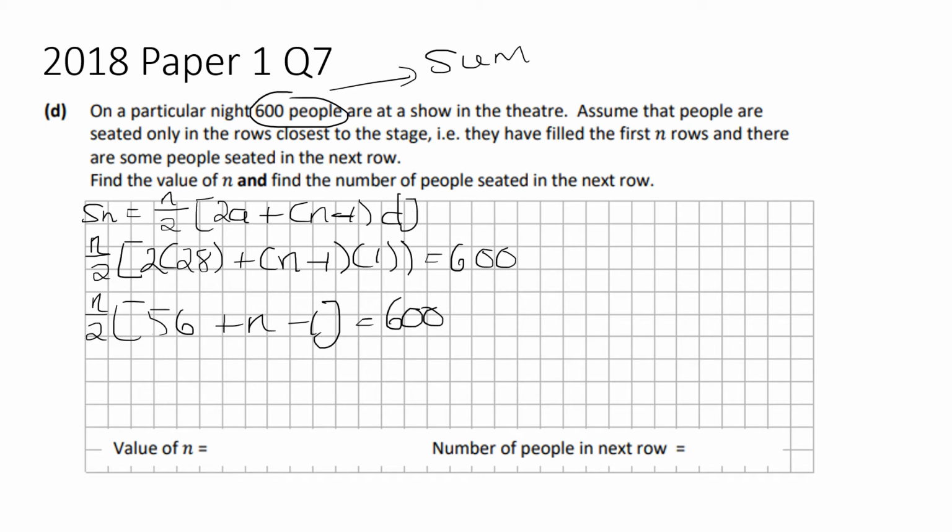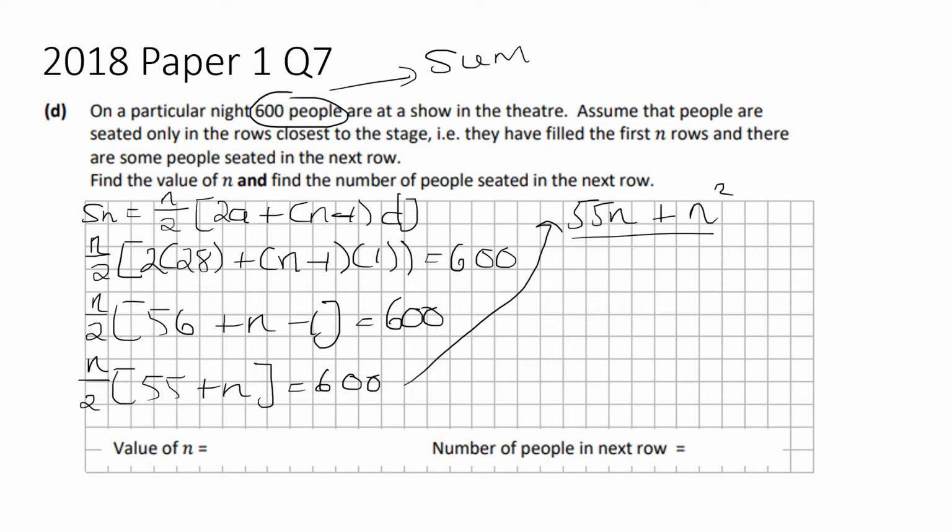So then what we have to do next is simplify. We have n over 2, bracket 56 minus 1 is 55, plus n equals 600. So the next thing we're going to do is multiply n by 55 plus n. That gives you 55n plus n by n is n squared, over 2, equals 600. So that gives you 55n plus n squared equals 600 by 2, which is 1200.